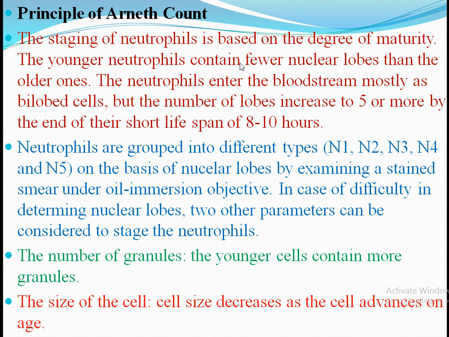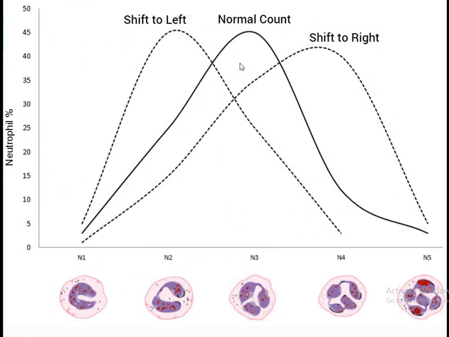Neutrophils are grouped into different types that are discussed already. The younger cells contain more granules. The size of the cell decreases as the cell advances in age. This is the graph to show clearly what is meant by shift to left and shift to right, depending upon the change in the percentage of appearance of these types of neutrophils.